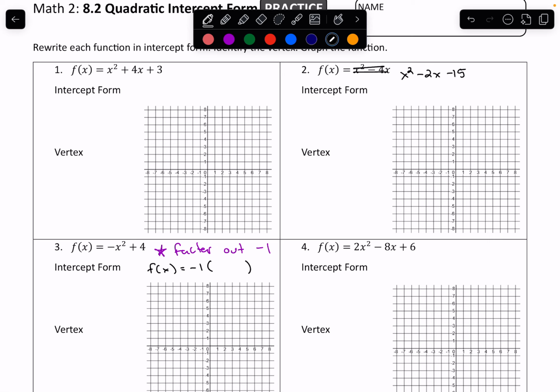And then you can do your big X method, or if you remember the shortcut from the bell work the other day, you can do the shortcut. Either one will work for number 3.